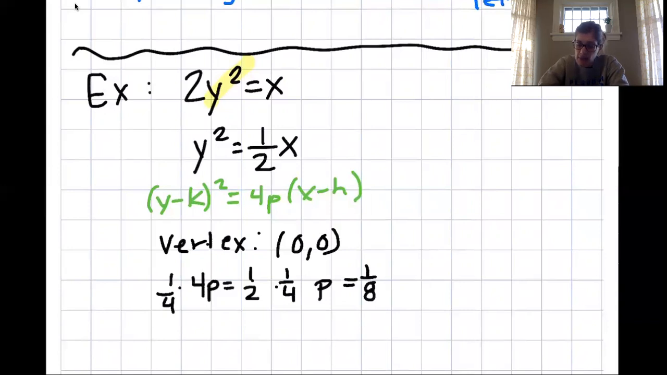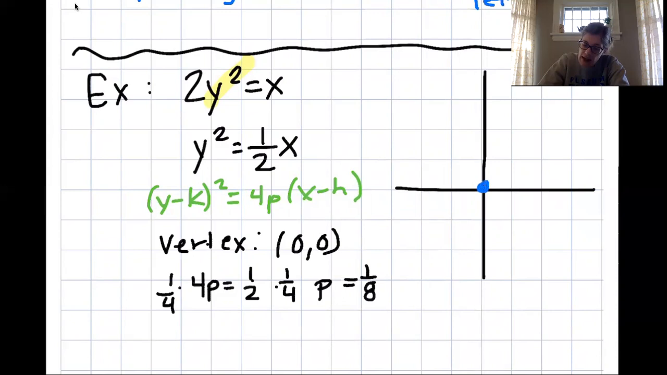And if I'm graphing that, I'll go ahead and graph over here. I'll plot my vertex at 0, 0. And then remember, p is the distance to the focus and the directrix. So I'm going to go 1/8 to the focus and 1/8 to the directrix. Since p is positive, and I know that this is a y squared, so it opens right or left, I want to go to the right 1/8. So there's my focus point. I'll label that F for focus. It's hard for me to get close to that 0, 0 on here, so I'll just leave it as that.